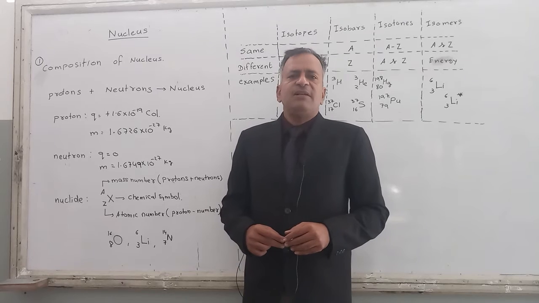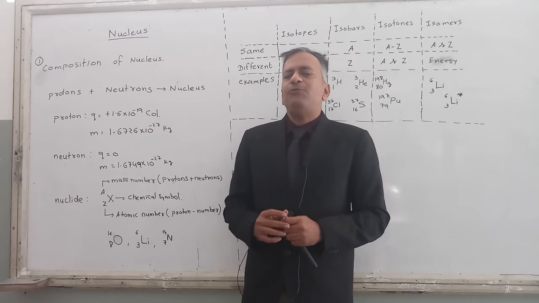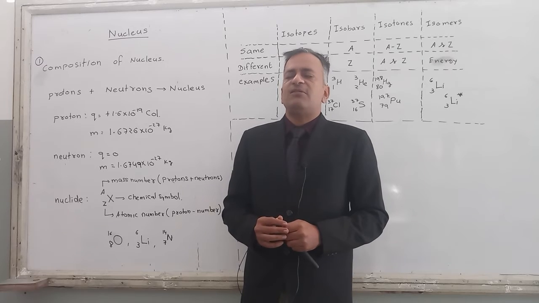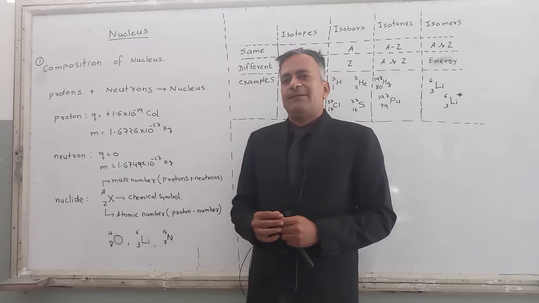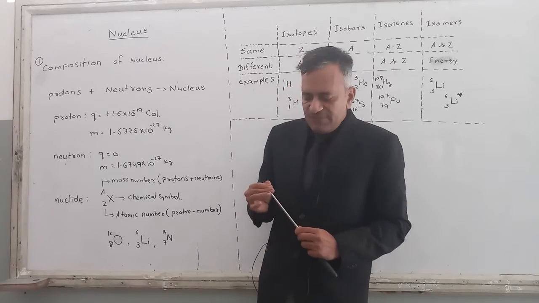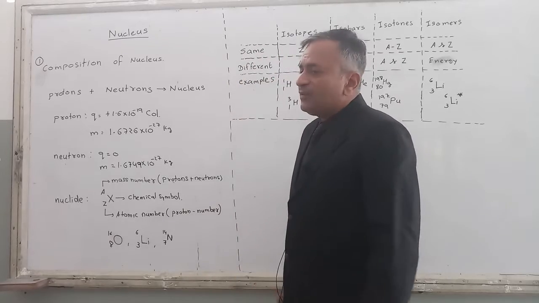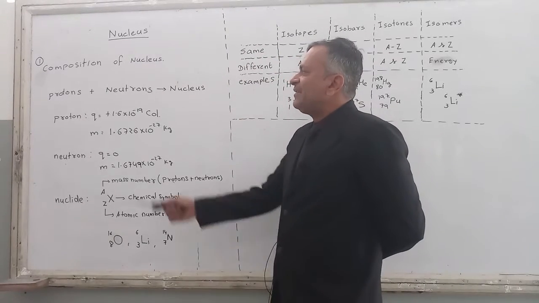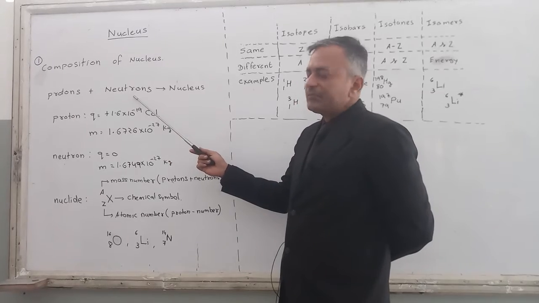The discovery of nucleus, credit goes to Rutherford because he came to know about the existence of nucleus while doing the alpha particle scattering experiment. Okay. So now let us see what the nucleus is made up of. Nucleus is having two species, protons and neutrons.